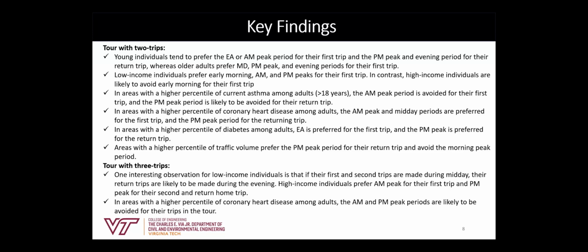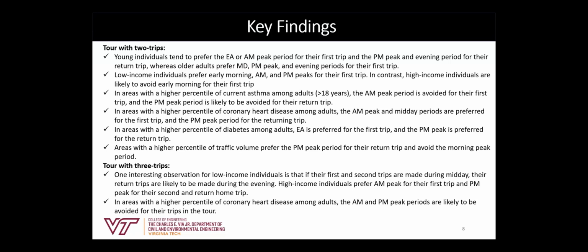Also, we found that in areas with a higher percentile of diabetes among adults, they prefer early morning for their first trip and PM peak period for the returning home trip. And lastly, for areas with a higher percentile of traffic volume, they prefer PM peak period for the returning trip and avoid morning peak period for their first trip.